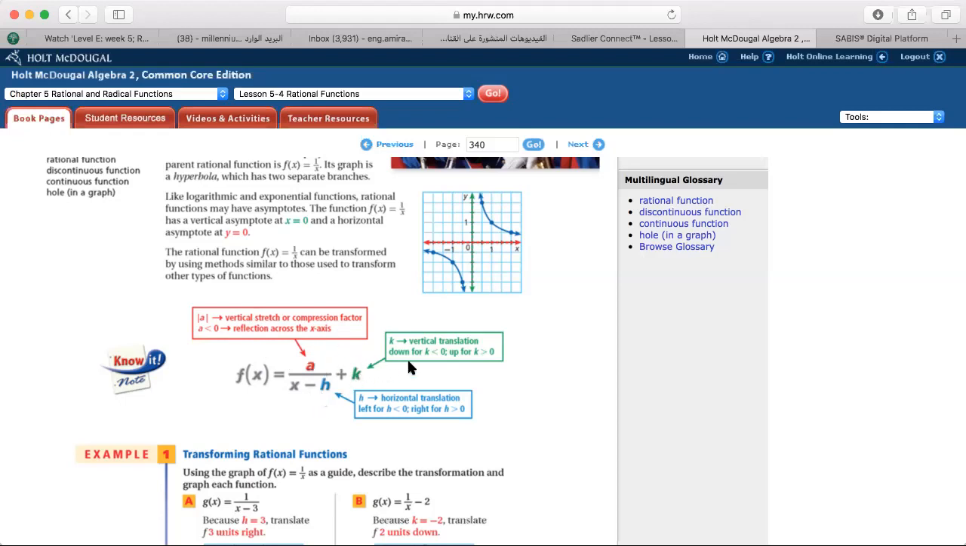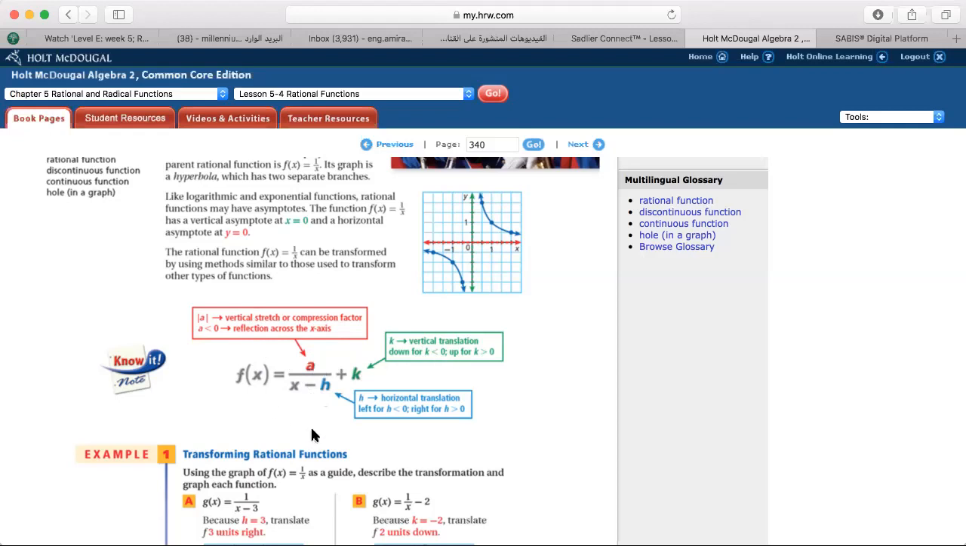And k represents vertical translation. If k is less than 0, if k is negative, so it is down. If k is greater than 0, so it is positive, so it is up. The vertical translation is up.